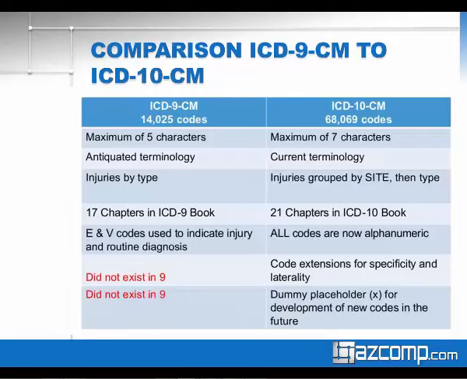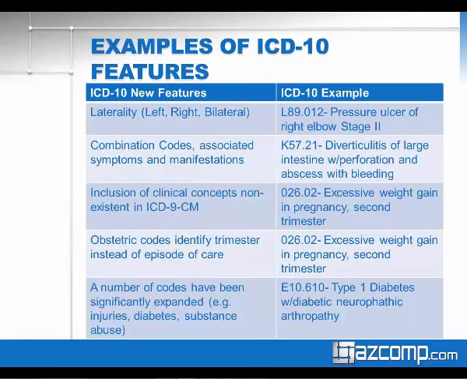We didn't have it all under ICD-9: code extensions for specificity and laterality, and a new feature to ICD-10 is that we now have dummy placeholders for the development of new codes in the future. Some examples of new features that are available under ICD-10 that we did not have under ICD-9, one would be laterality. So in the code itself, we can now indicate left, right, or bilateral in many cases.